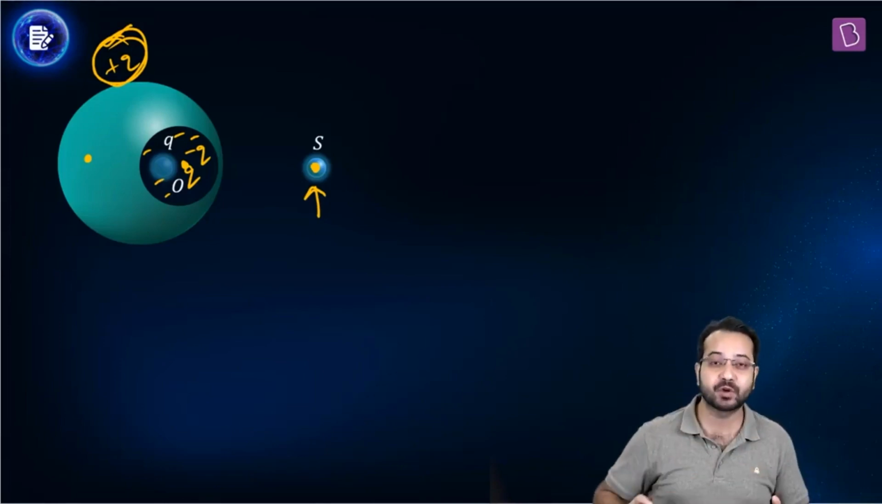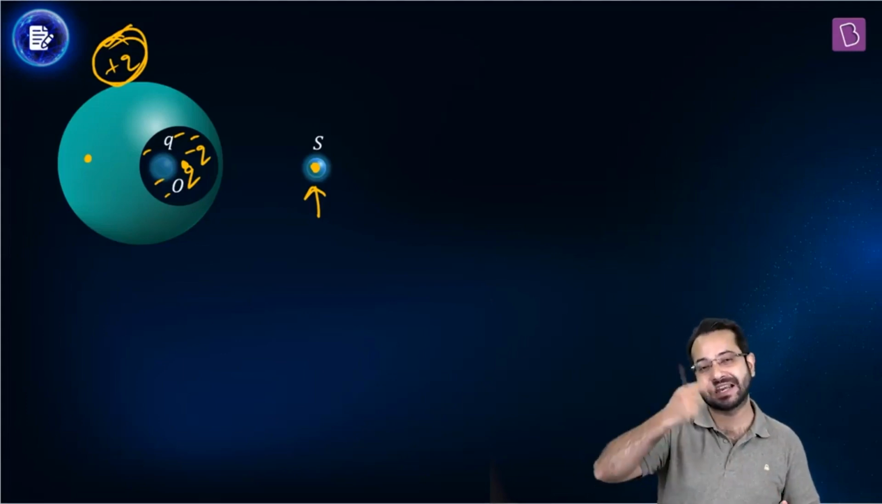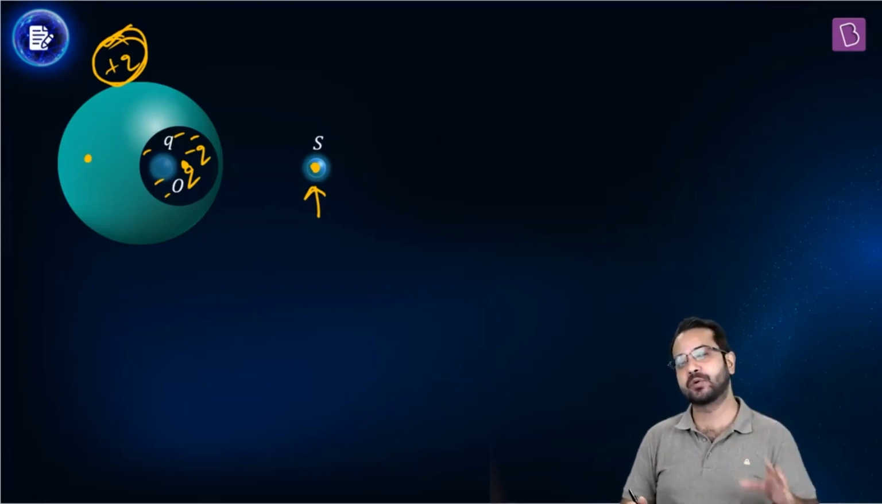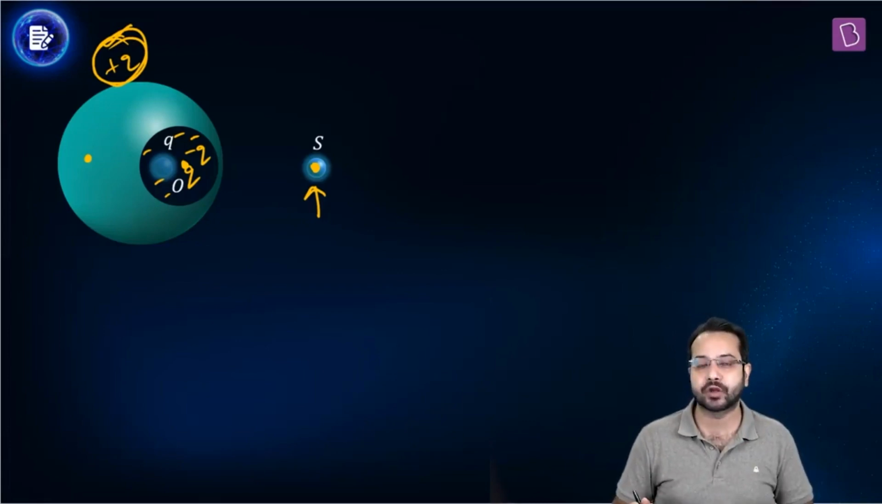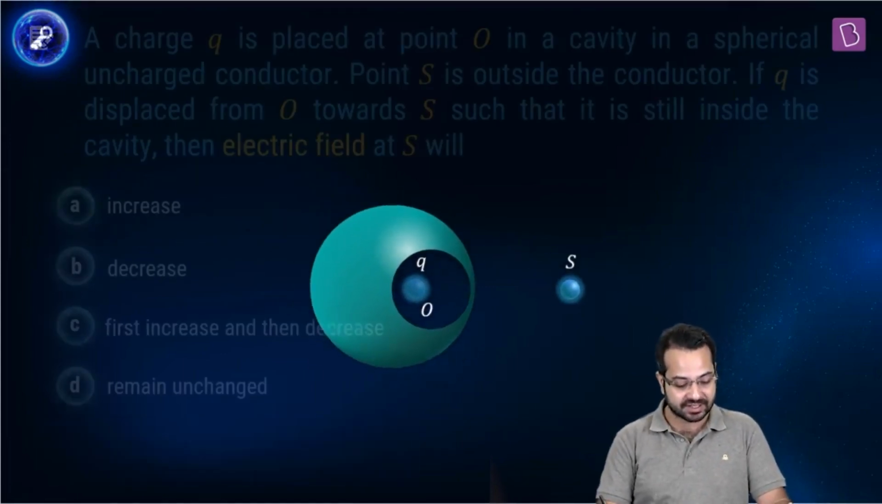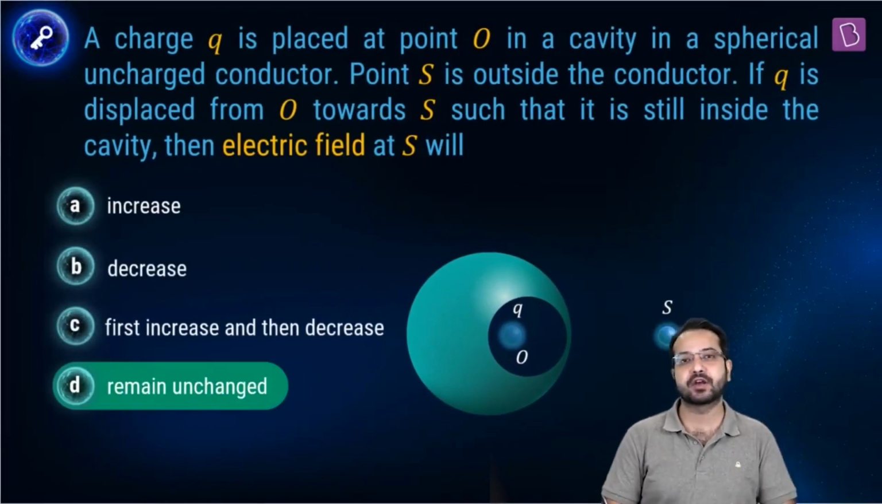All right, so what is going to be my answer? It is going to remain unchanged because we are only changing the internal charge configuration. The external charge configuration is going to be remaining intact. Okay, so that is going to be my answer, remain unchanged. And let's have a look at the options. So option D is going to be my correct option.